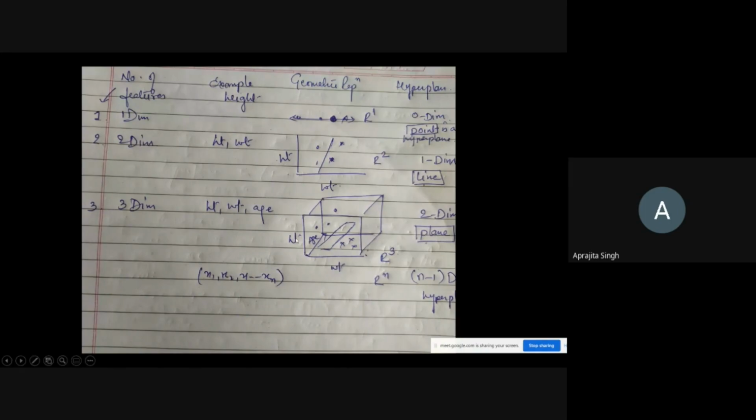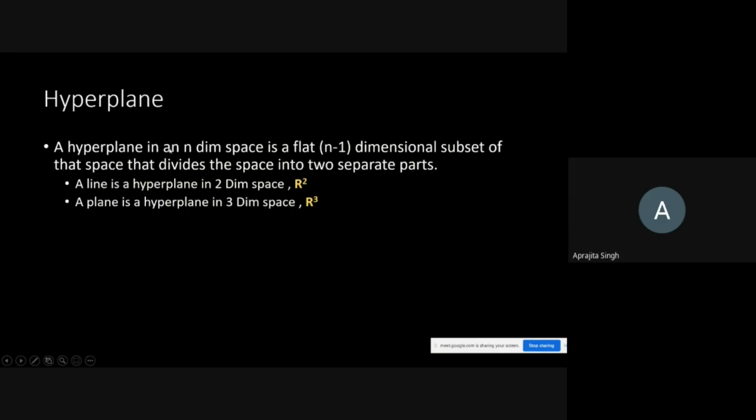So thus, if you are dealing with n dimensions, you have n features, and you require an n minus 1 dimensional hyperplane. So this is what was said in the previous slide. Do you get it? So what is a hyperplane? A hyperplane in an n-dimensional space is a flat n minus 1 dimensional subset of the space that divides the space into two separate parts. A line is a hyperplane in two-dimensional space. A plane is a hyperplane in three-dimensional space. A point is a hyperplane in one-dimensional space. Okay, this is what a hyperplane is.